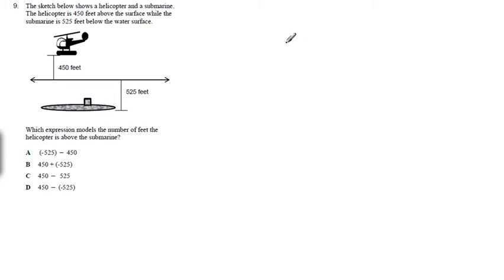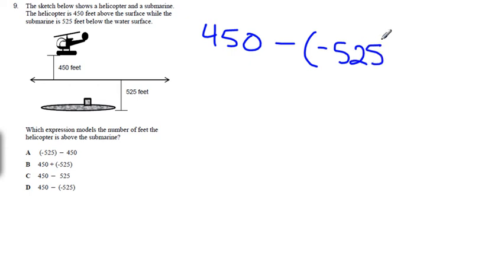So if we say difference, it means we're subtracting two numbers. And the two numbers we're subtracting are the height of the helicopter from the height of the submarine. Since this is below sea level, it can't be positive, it's got to be negative. So you say, what is the difference here? It'd be 450 minus negative 525, which looks an awful lot like answer D.